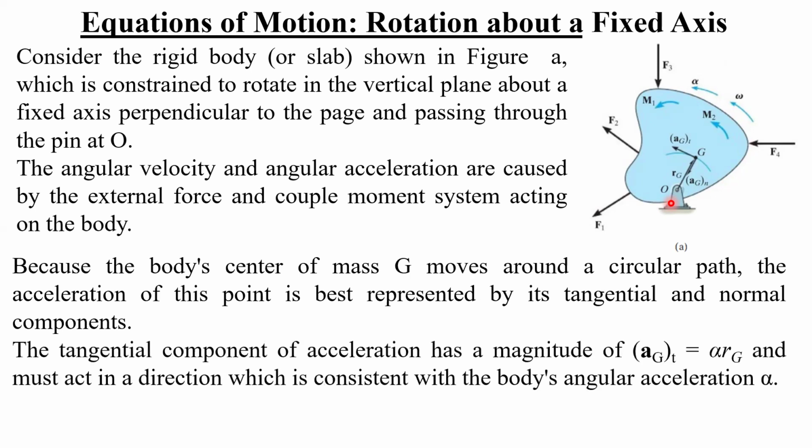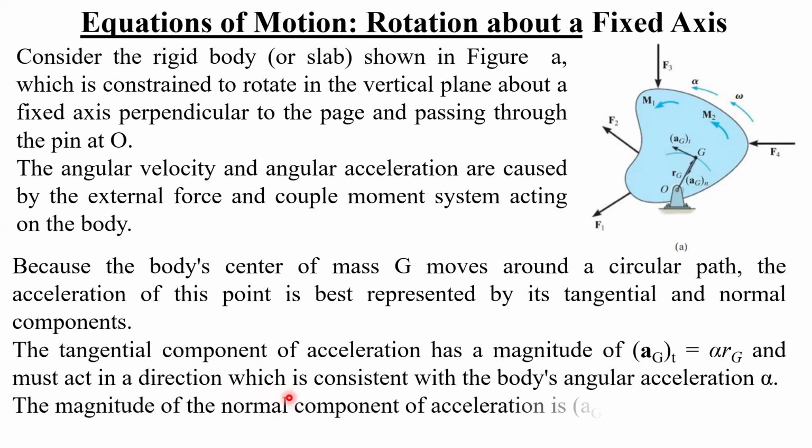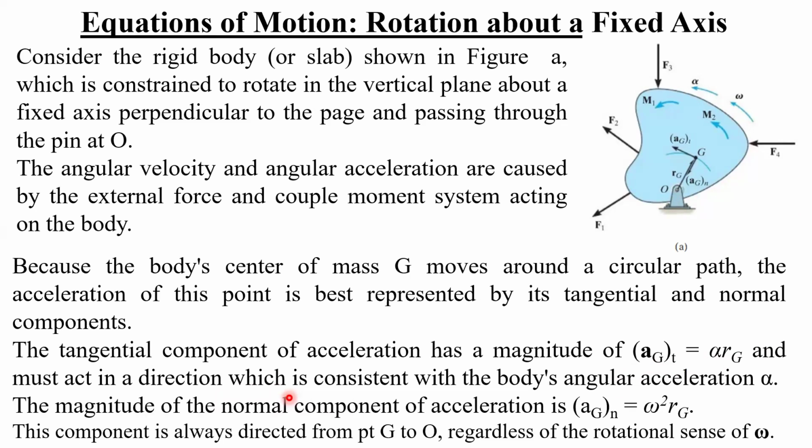The tangential component of the acceleration has a magnitude of AG tangential, which is alpha r, and must act in a direction consistent with the body's angular acceleration, alpha. The magnitude of the normal component of acceleration is omega squared rG. This component is always directed from point G towards O, regardless of the rotational sense of omega.